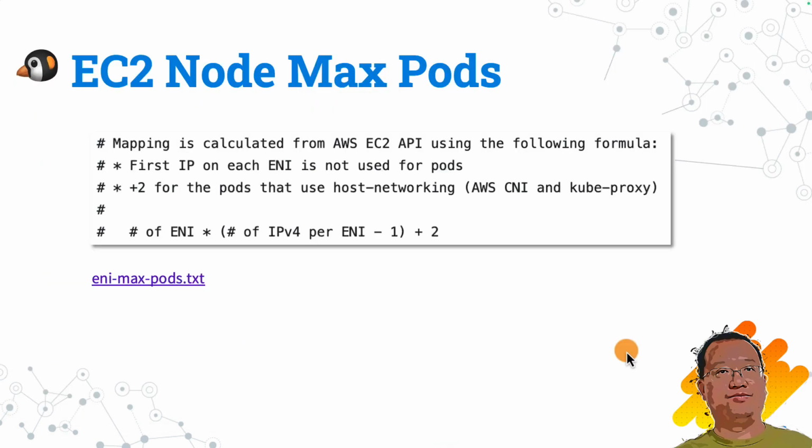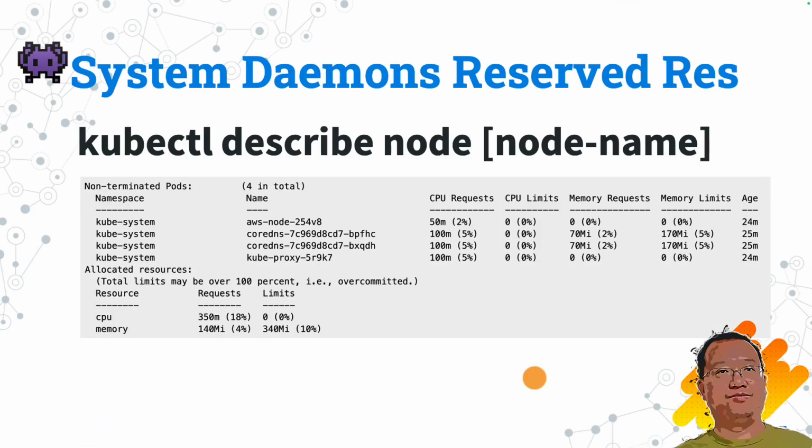Back to my slides. After we know the Kubelet Reserved Resources, the next topic is System Daemons Reserved Resources. There is no common answer for System Daemons Reserved Resources because the daemons are different based on your configuration. Run the command kubectl describe node plus node name. We can get the current EKS EC2 node System Daemons Reserved Resources.